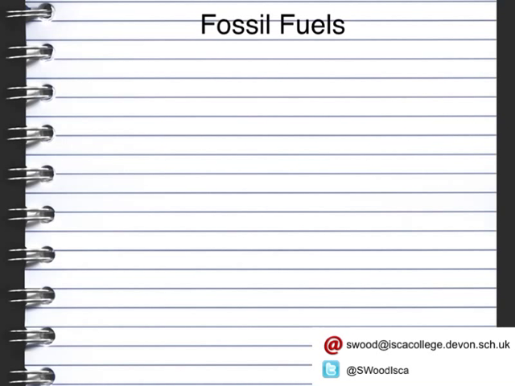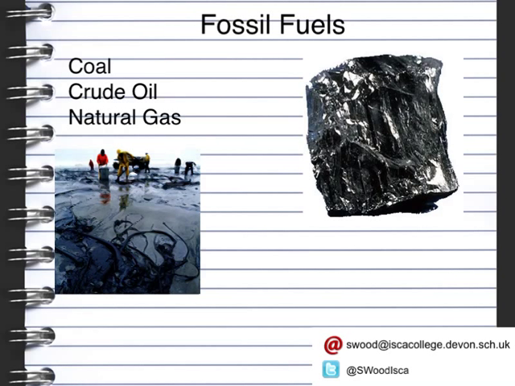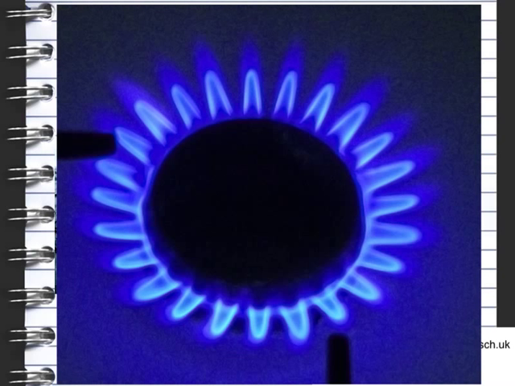You've probably heard of the term fossil fuel, but we're going to look today at what fossil fuels are. There are three types of fossil fuel. These are coal, crude oil and natural gas. Coal obviously has the appearance of a black solid, whereas crude oil has the appearance of a black liquid, which you can see from this picture here. Whereas natural gas has an invisible appearance, but you can obviously burn it with this nice blue flame here.